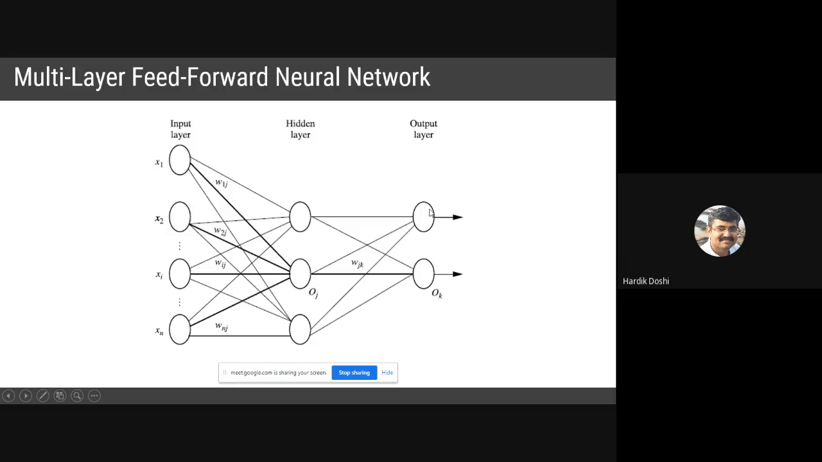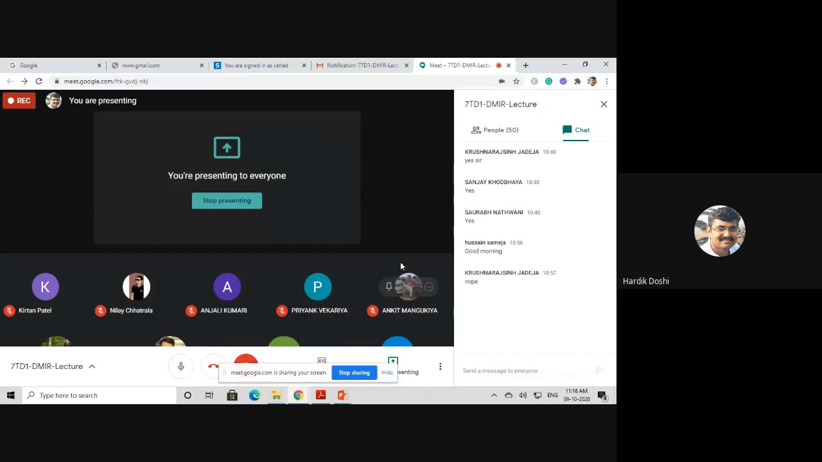Sir, input, output, what you are speaking, we are not getting. See, from the diagram it's very clear. The output of the input layer is given as an input to the hidden layer, and the output of the hidden layer is given as an input to the output layer, which processes it and gives you the actual output. Is it clear? If you are not clear, please put the question in the chat.